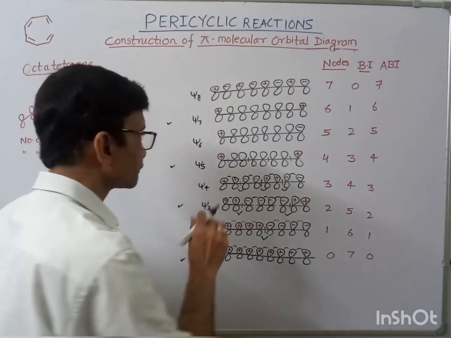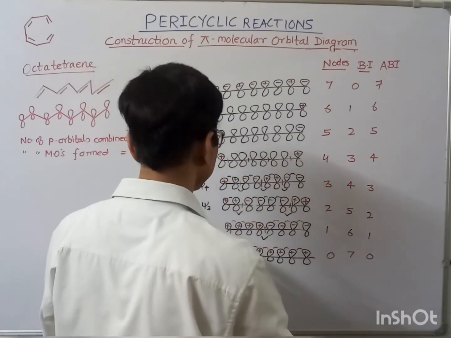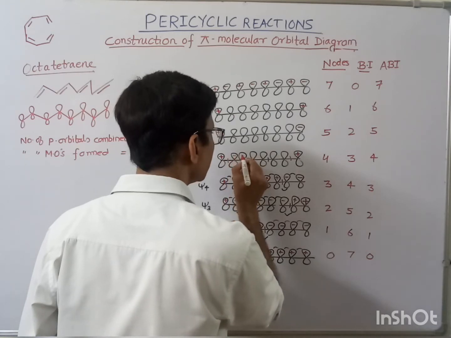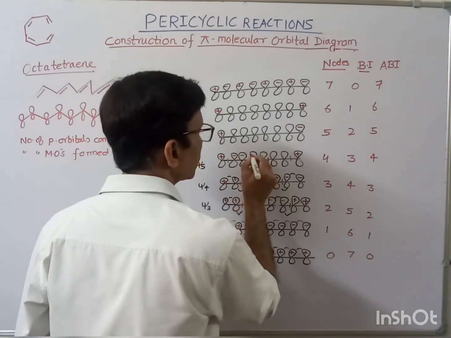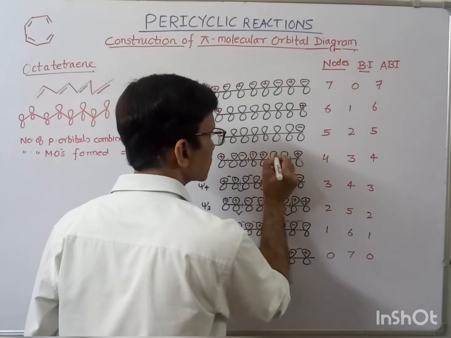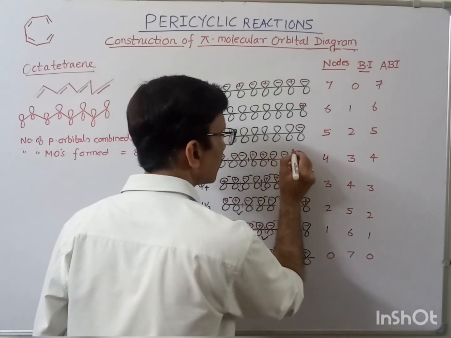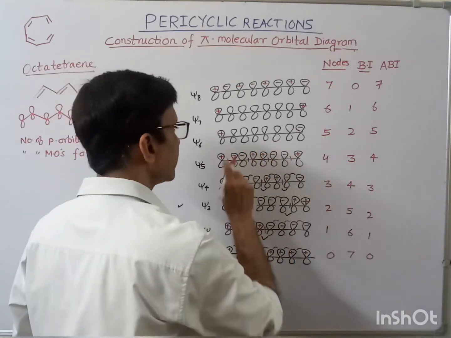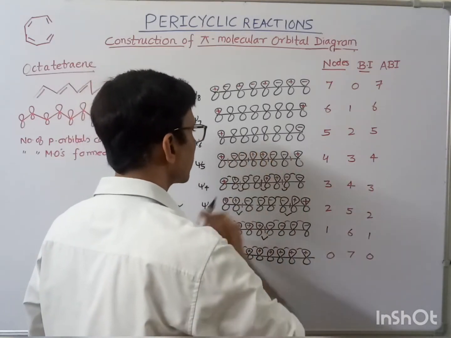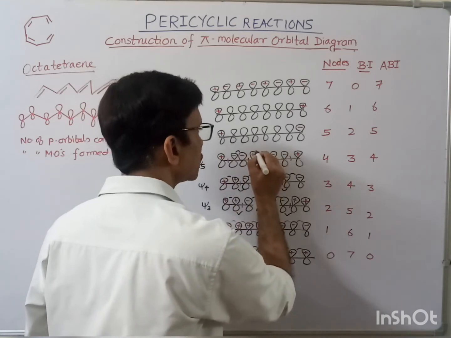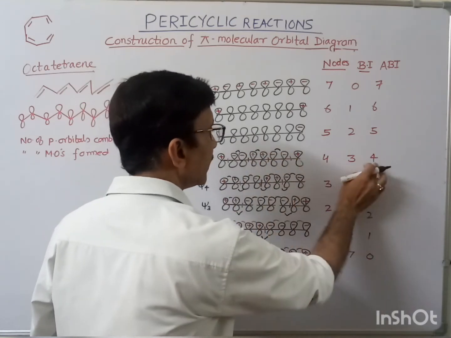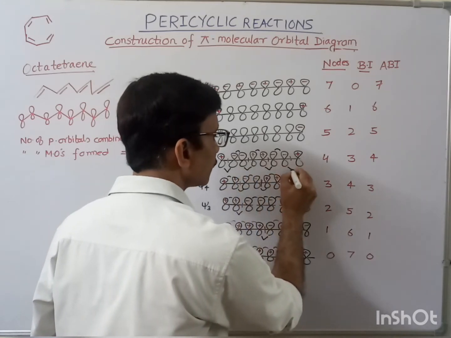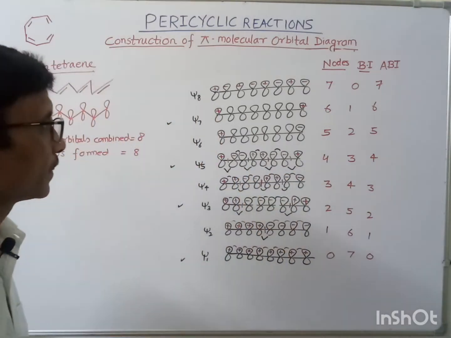so how can you give the sign? If you want to give the sign, then this is minus, this will also be minus, plus, plus, minus, minus, plus. So if you look at bonding interactions, you can see 1 bonding interaction, 2 bonding interactions, 3, and anti-bonding 4: 1, 2, 3, 4 anti-bonding interactions.